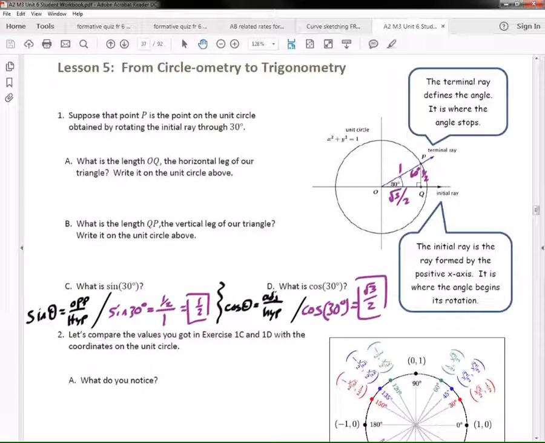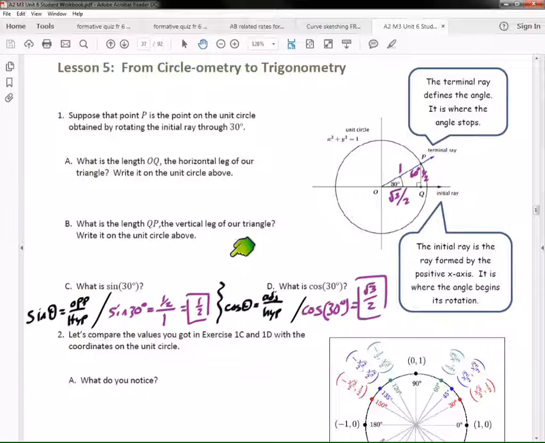Tell your neighbors what you notice, not me. Go. Sammy noticed that her answers are on the circle. The answers right here are right here on the circle. Okay, can you guys tell me something else you more specifically notice? Jairus?